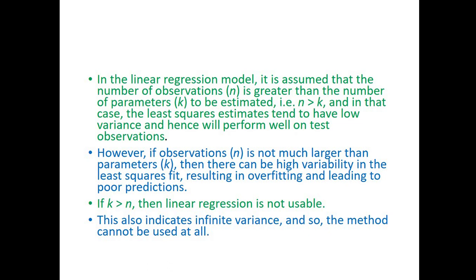In the linear regression model, it is assumed that the number of observations n is greater than the number of parameters k. n is the number of observations, k is the number of parameters. Observation means collected data, collected samples. k means the number of parameters in the given problem. If n is greater than k, in this case, the least square estimation tends to have low variance and hence will perform well on the test observations.